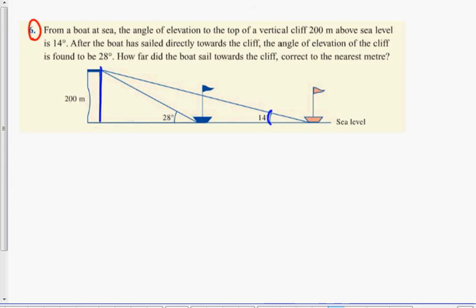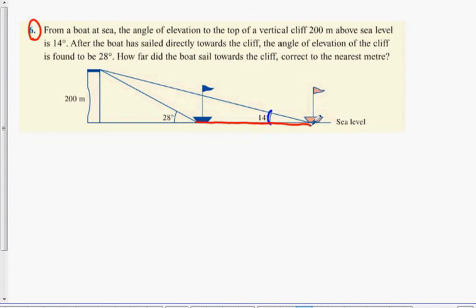Usually the question will hint at what you need to do, but in this case it doesn't. In this case what it wants is, how far did the boat sail towards the cliff correct to the nearest meter? It wants us to find out what this is here. Now the problem is we haven't got enough information for that triangle. Also, that length is contained within a triangle that has no right angle. Would you agree with that? We haven't covered that yet. So it means that we're going to have to use the big triangle that contains a right angle to do this.